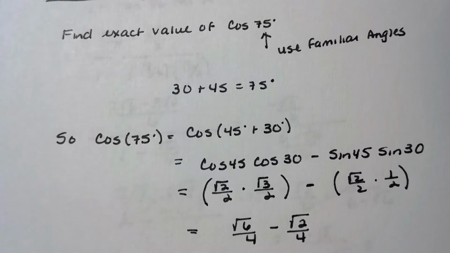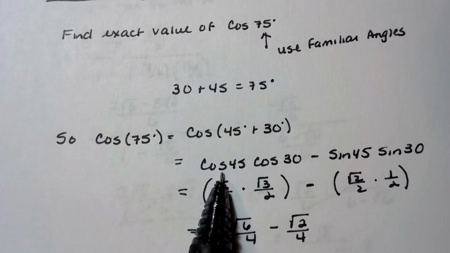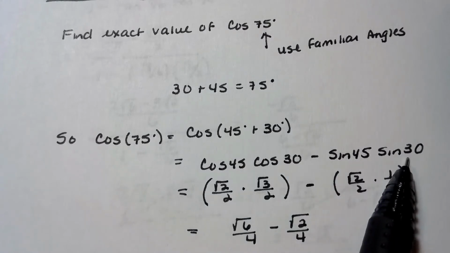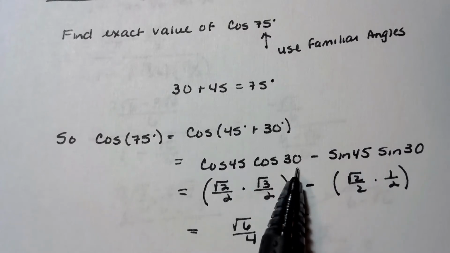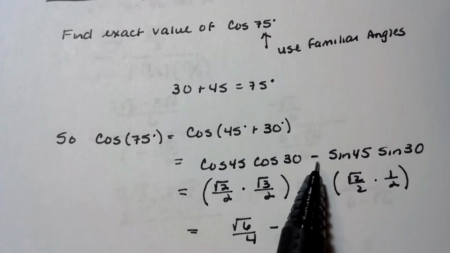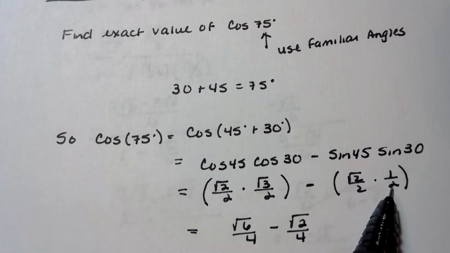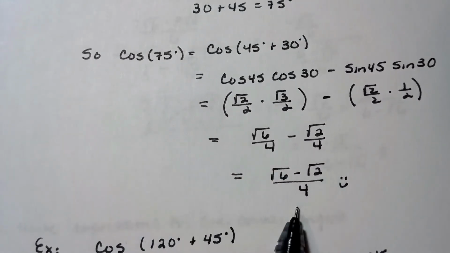Well, according to the sum formula for the cosine, it's going to be cosine 45, cosine 30, minus sine 45, sine 30. And then from the unit circle, I know the cosine of 45 is root 2 over 2 times cosine of 30, which is root 3 over 2. Bring down the minus. Sine of 45 is root 2 over 2. Sine of 30 is 1/2. So if I multiply these, I get root 6 over 4 minus root 2 over 4, and we can write it like that, root 6 minus root 2 over 4, because the denominators are the same.